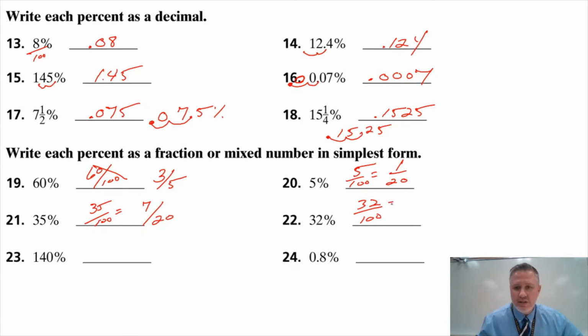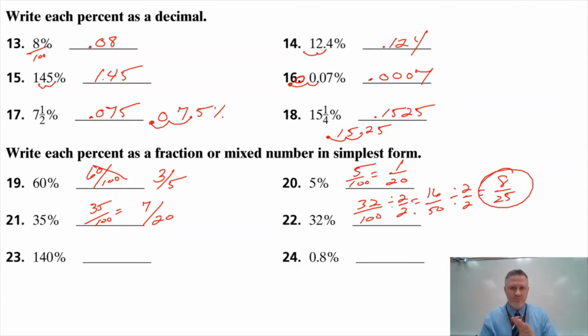32 hundredths. Okay, I'm going to divide by, you know what? 2 over 2 gets me 16/50ths. And if I divide 2 over 2 again, I get 8/25ths. So dividing by 2 when it's a little bit larger and keep doing it will help you go faster than just sitting there and thinking about what is the GCF, right?